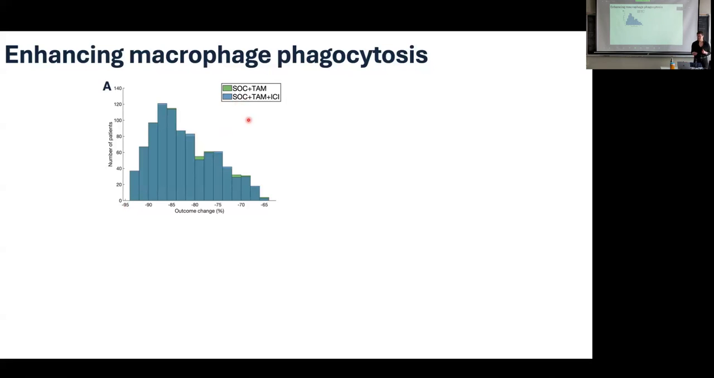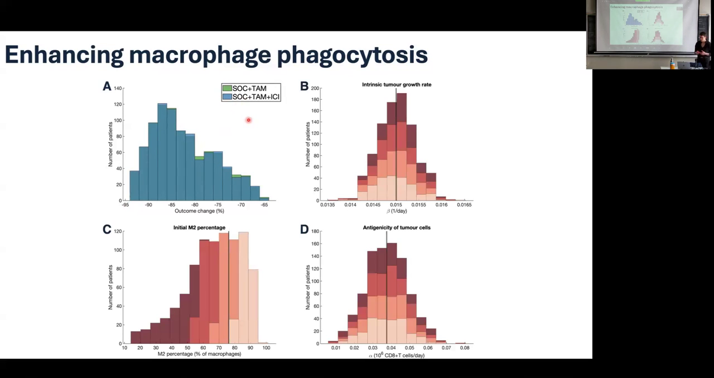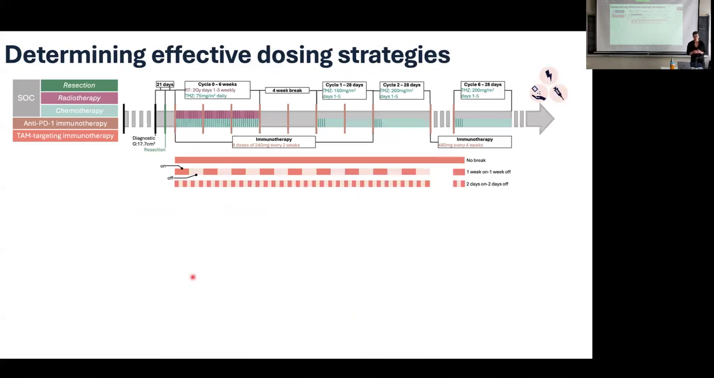And there are no real differences between using the standard of care plus the TAM or TAM plus ICI. And here you really have a big effect of the initial M2 percentage in your domain. And so one of the questions is, how would you give this to patients? I'm not going to get exactly to your question. That's something that we're doing. But I will get to how you can schedule these kinds of drugs.